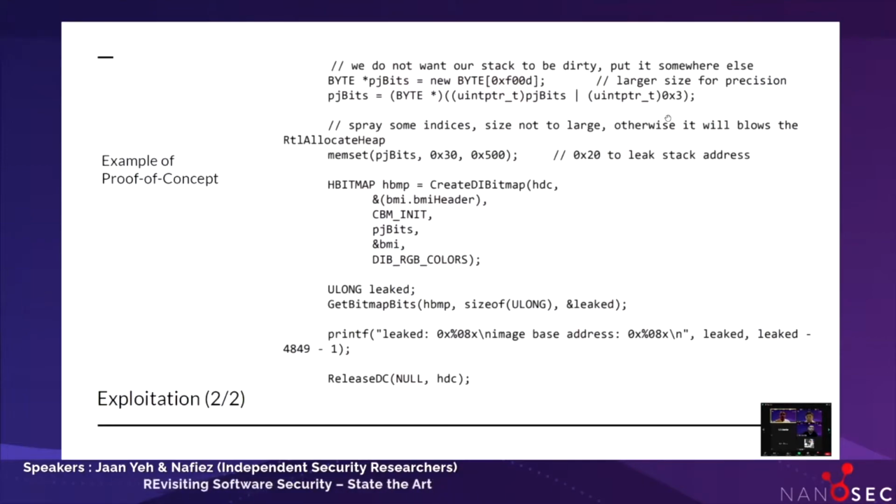This is an example of a proof of concept that we wrote and provided to Microsoft. We set a large allocation size, and then we set the leak stack address as well. We also need to control the spraying indices so that we don't blow the RtlAllocateHeap. If we blow that, it won't be a useful exploit.